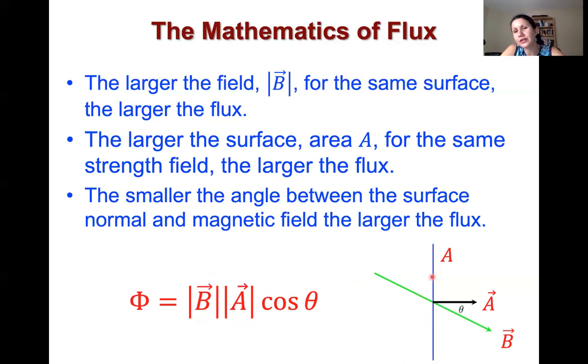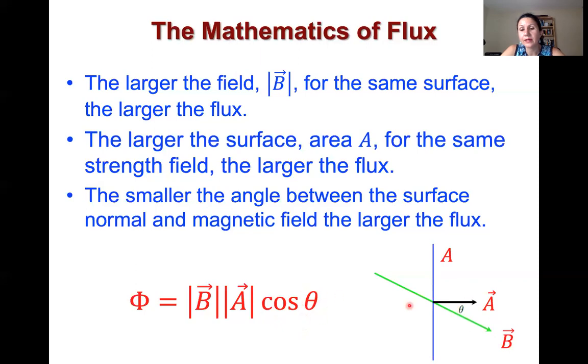So here I have drawn a side view. This blue line represents that surface, which is pointing into the page. Then the area vector is this normal here, whose magnitude is just the area. And the angle theta is the angle between the surface normal and the magnetic field. So it depends on the cosine of theta.